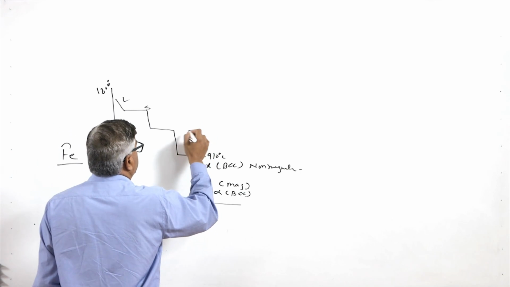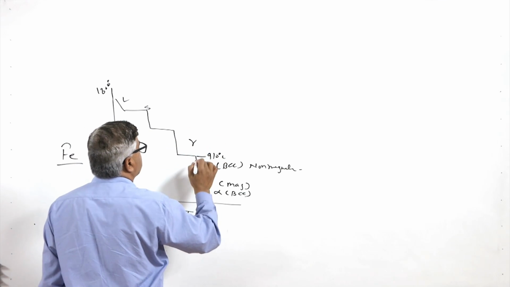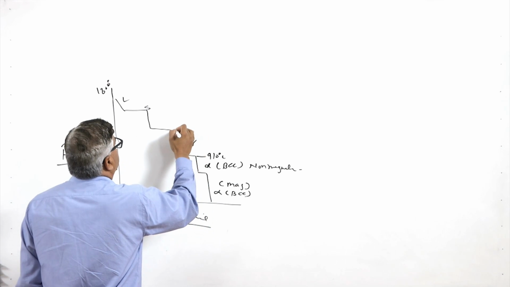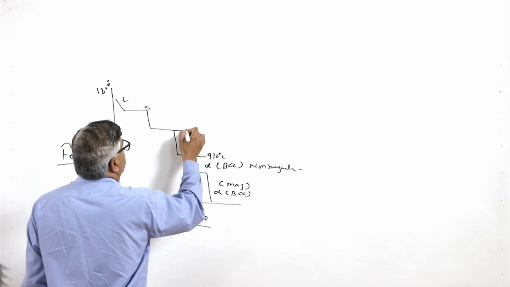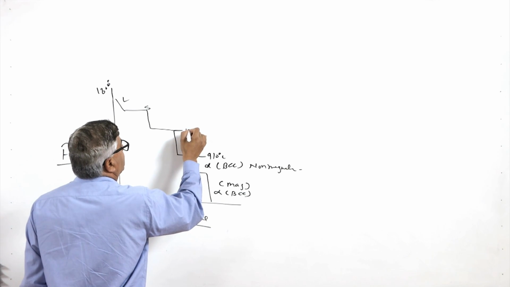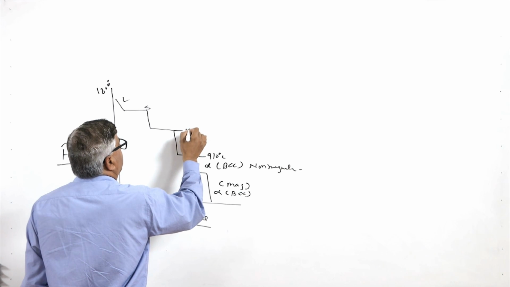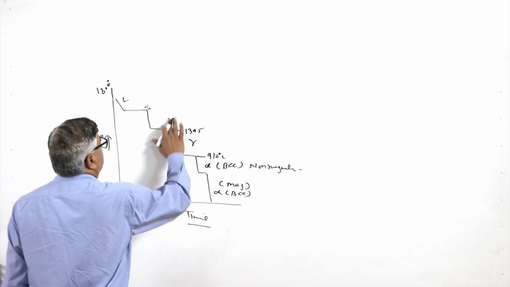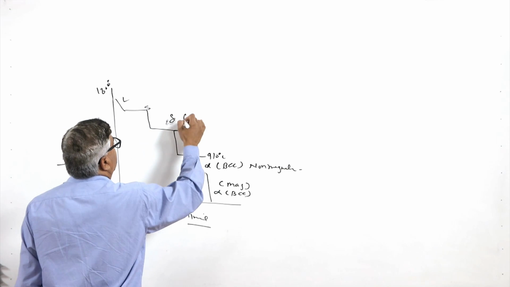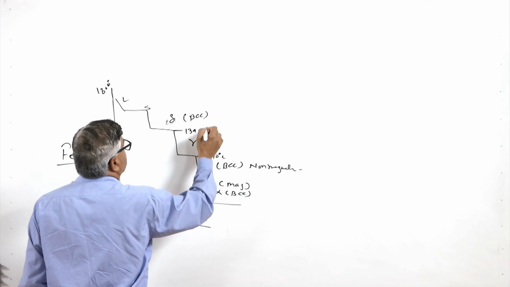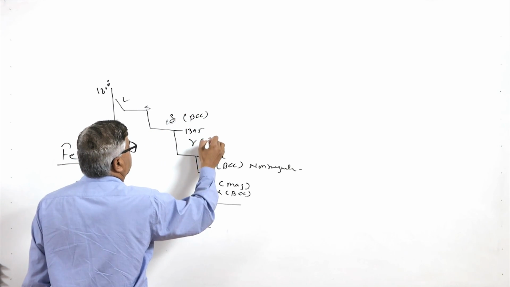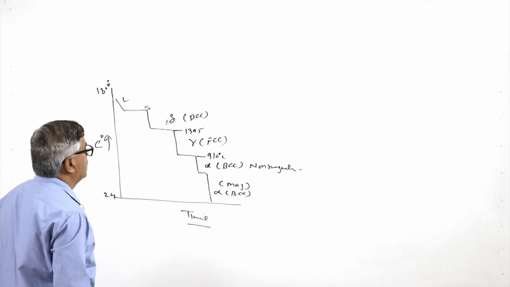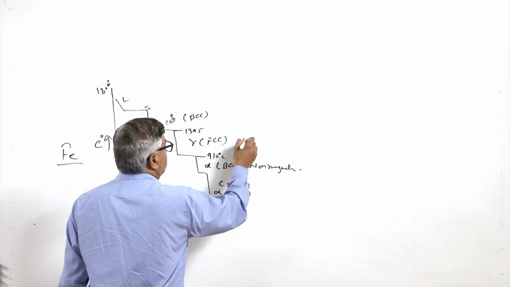So this gamma is formed up to this temperature, which is 1395 degrees centigrade. Above this we have delta. So this is the delta, again of the BCC crystal structure, and this is of the FCC crystal structure. This is also non-magnetic.